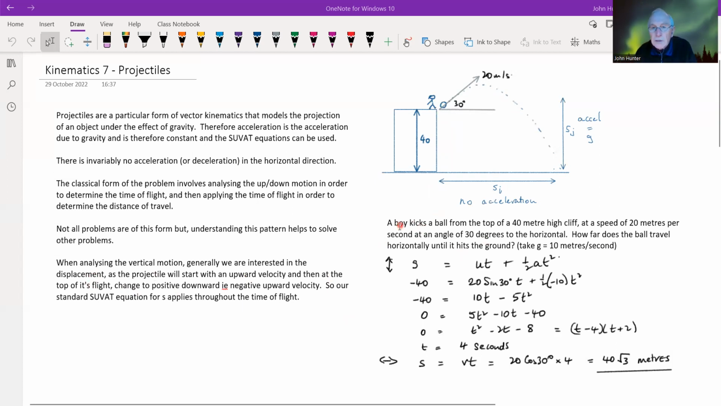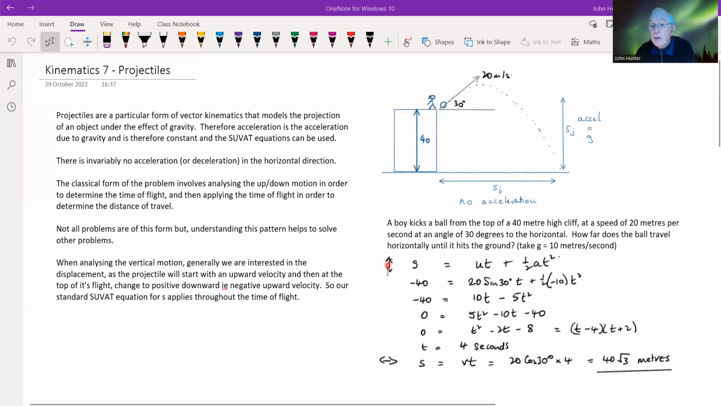Just have a look at this statement here. Boy kicks the ball from the top of a 40-meter high cliff at a speed of 20 meters per second, at an angle of 30 degrees to the horizontal. How far does the ball travel horizontally until it hits the ground, taking g equals 10 meters per second squared? Okay, so this illustrates the classic form of the problem.